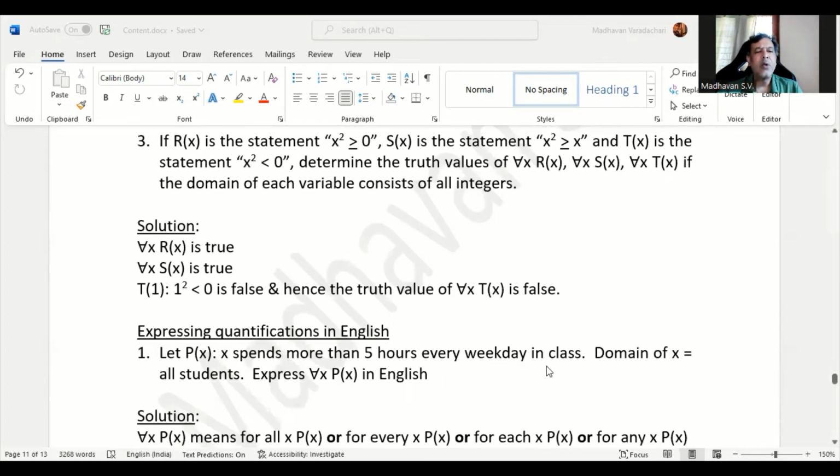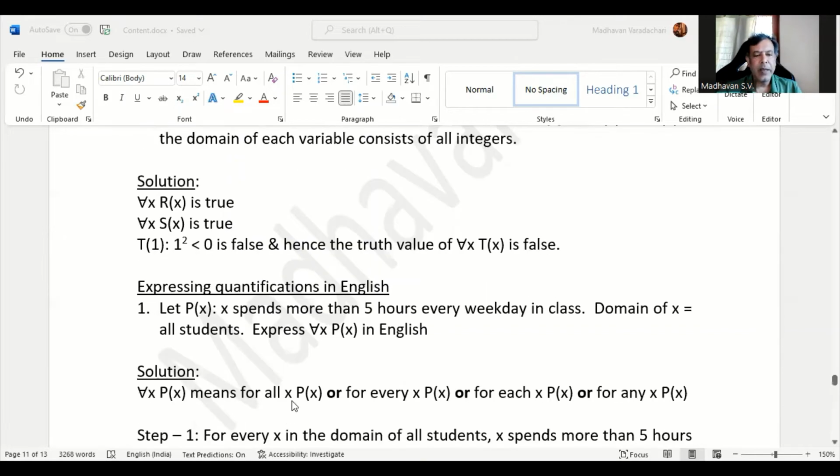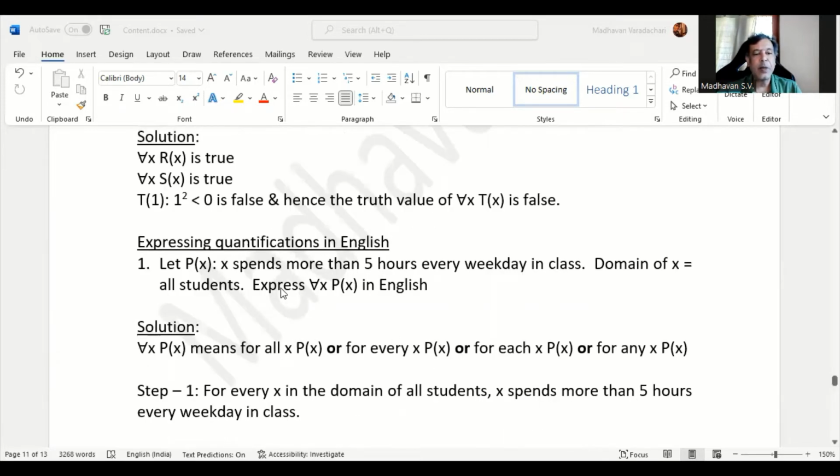Now, let us understand how we express quantifications in English. Let P of x be defined as x spends more than 5 hours every day in class. The domain of x consists of all students. Now we need to express for all x P of x in English. For all x P of x can be said as for every x P of x, or for each x P of x, or for any x P of x. So we need to choose the apt words for expressing it in English.